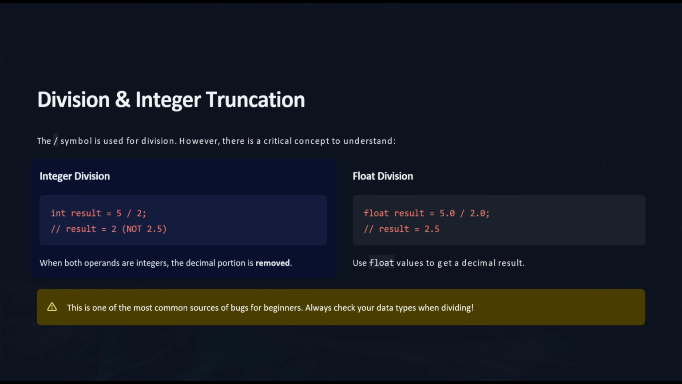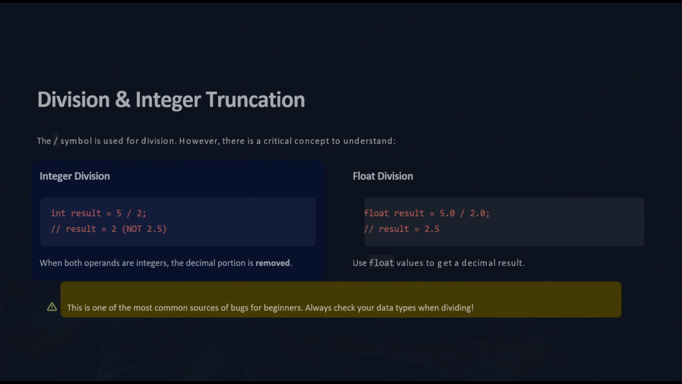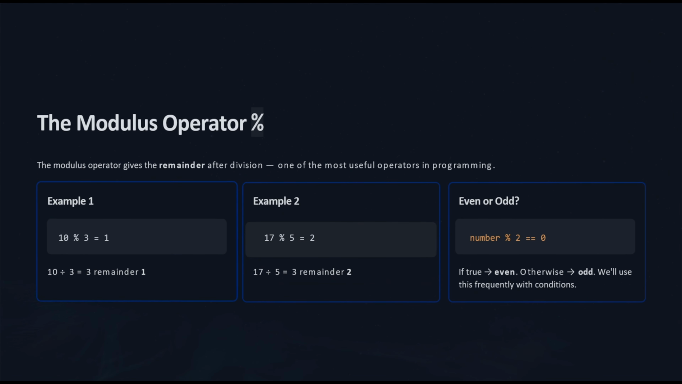Division and integer truncation. The slash symbol is used for division. However, there is a critical concept to understand. Integer division: int result = 5 / 2. Result = 2, not 2.5, when both operands are integers. The decimal portion is removed.